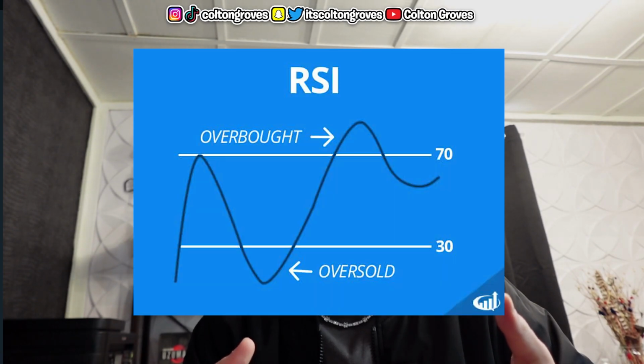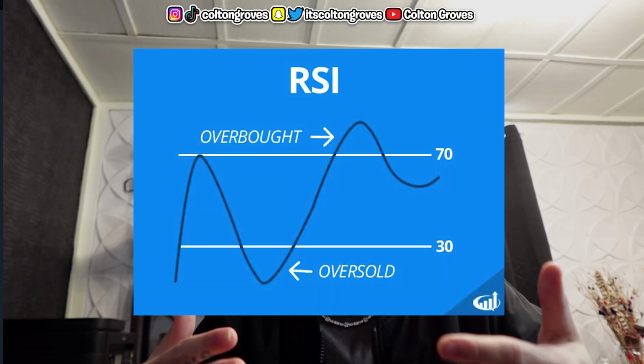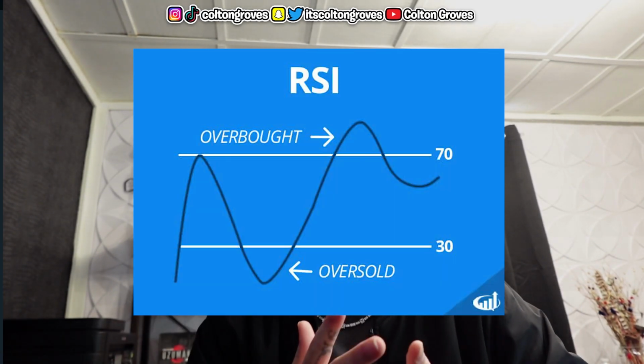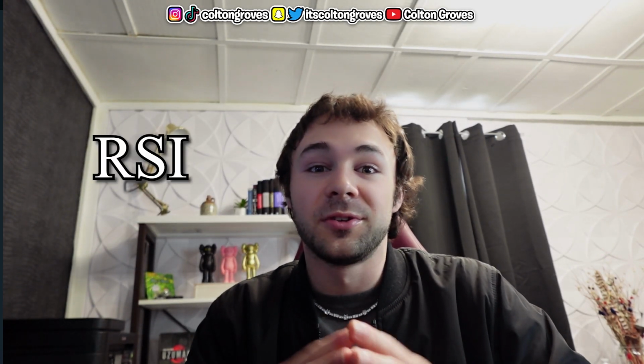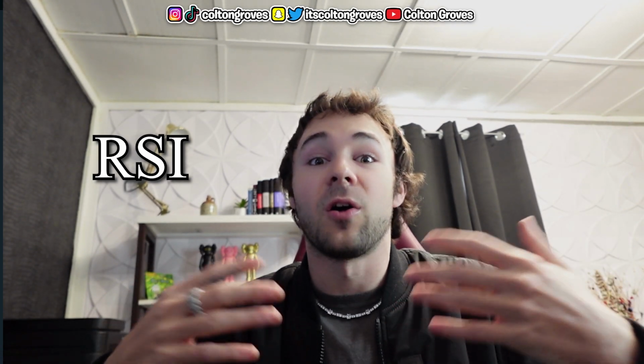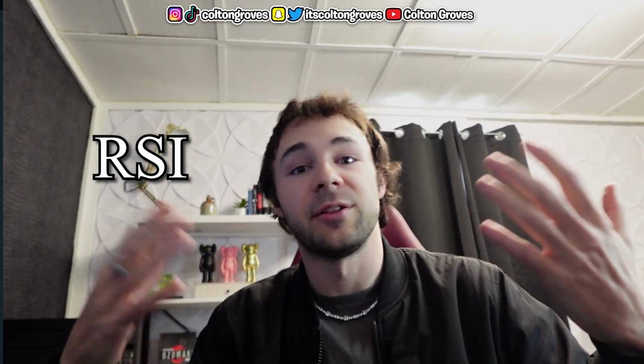So I'm going to show you my simple trading strategy. This is one thing that you can always go back to. You can always use this. It will always be there. It will always be effective in some ways. This trading strategy is called RSI. The RSI indicator, Colton Groves trading strategy, you can call it.